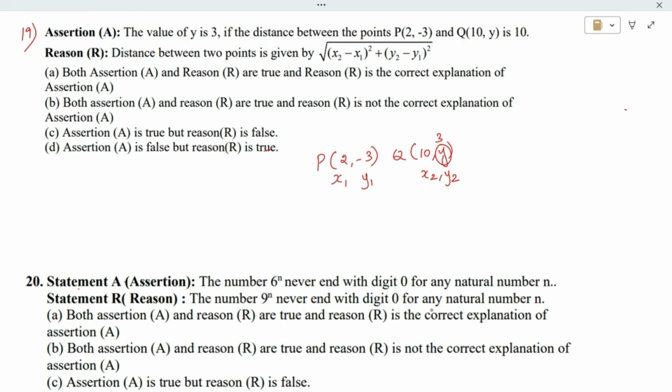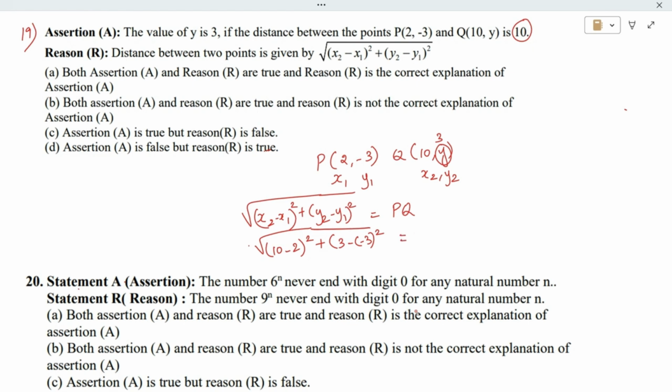Using the distance formula, that is root of (x2 minus x1) the whole square plus (y2 minus y1) the whole square, will be the distance between PQ. They have given the distance between PQ as 10, and I am going to substitute the values of x2, x1, y2, y1. Root of (10 minus 2) the whole square plus (3 minus 3) the whole square is equal to PQ, which is 10.